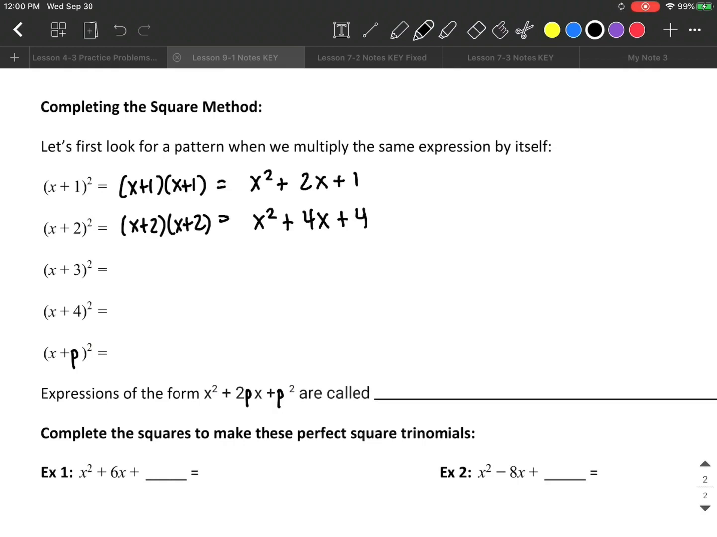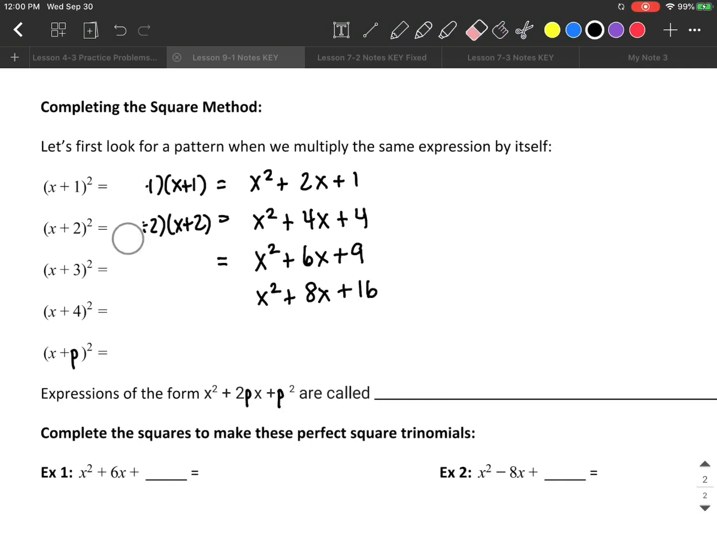And then for x plus 3 squared, it's going to be x squared plus 6x plus 9. And then for x plus 4 squared, it's going to be x squared plus 8x plus 16. And you can check those if you want to by foiling them. But these are what we're going to get.